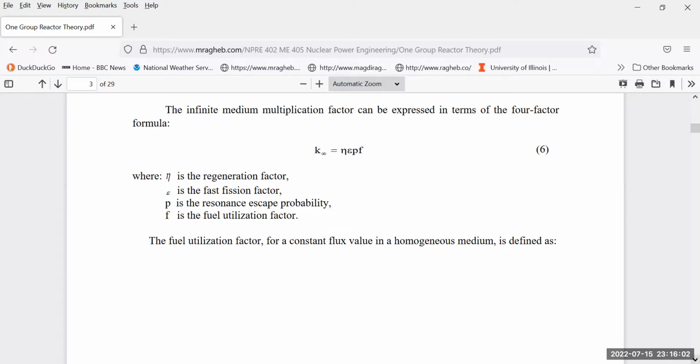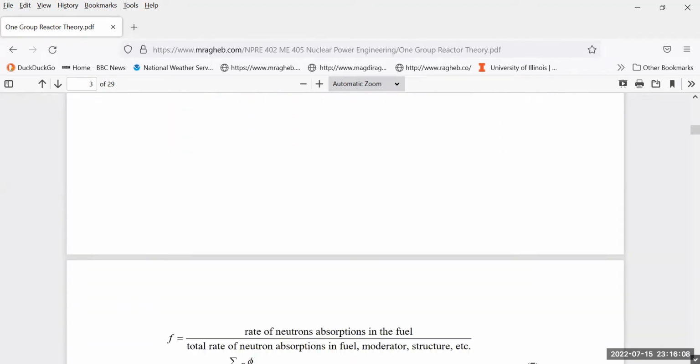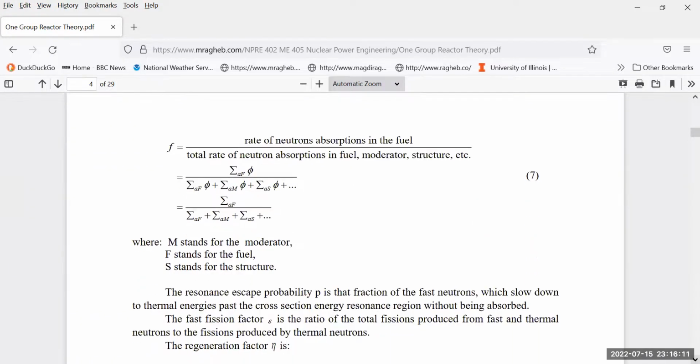Try to remember it if you please. Let us expand on these 4 factors in the multiplication formula. It's very easy to think about the fuel utilization factor almost like an efficiency. This is the rate of neutron absorption in the fuel divided by the total rate of neutron absorption in the whole mixture in the reactor core, the fuel, the moderator, the structure, the control rods, everything else.